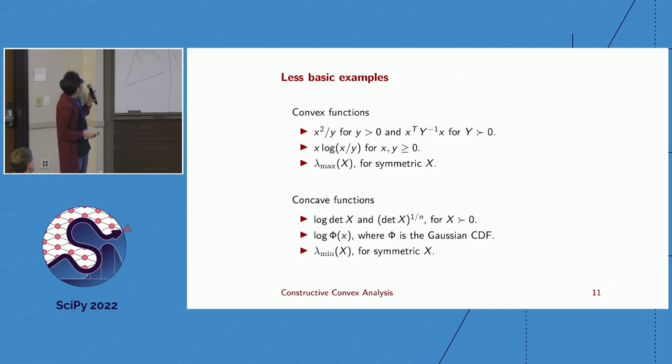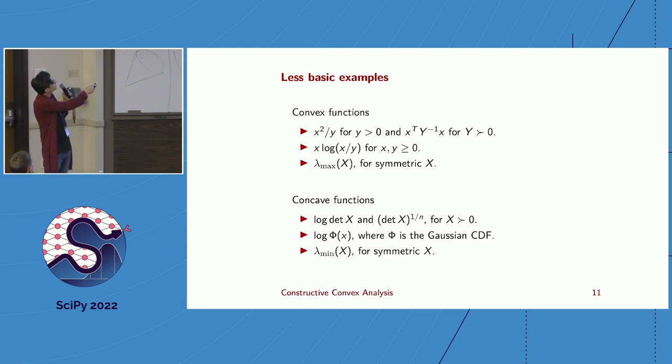Okay. Now, here are some less basic examples. These are the kinds of things that, in order to present them to a solver in an appropriate way, it really, really helps to use CVXPY, because if you try to use a generic thing that isn't aware of the subtleties and how you represent these things, then you can run into numerical problems. So one is that when viewed as a function of two variables, x squared divided by y, where y is positive, this is convex.